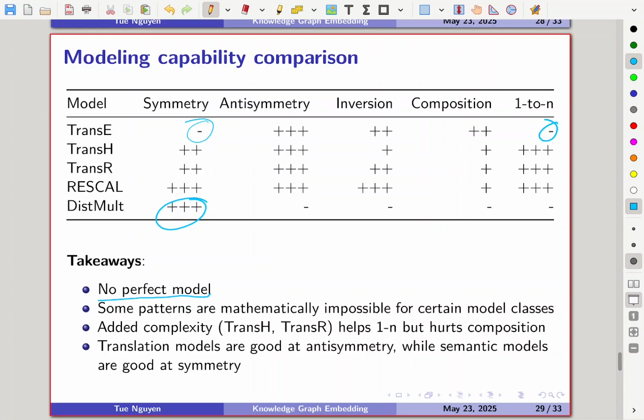The third takeaway is that when we add complexity like TransH and TransR to help with one-to-one relations, it can hurt composition because we do not have a mechanism to jump from plane to plane or space to space. And the last one is that translation models are generally good at anti-symmetry, while semantic matching models are generally good at symmetry.